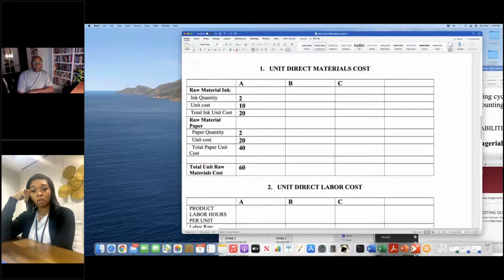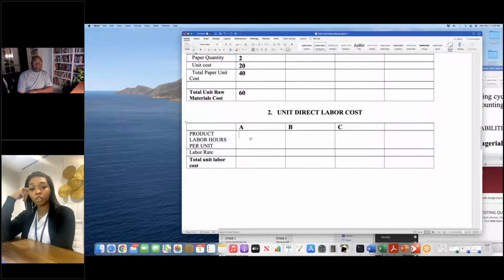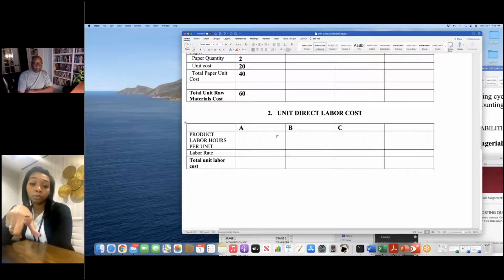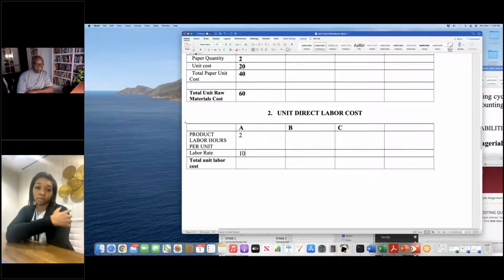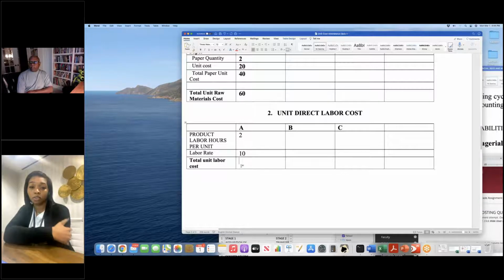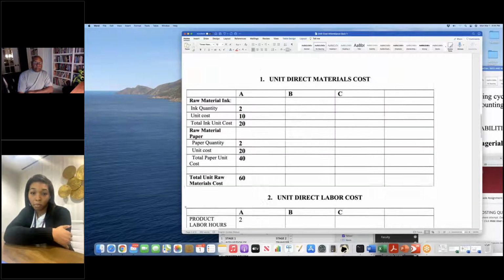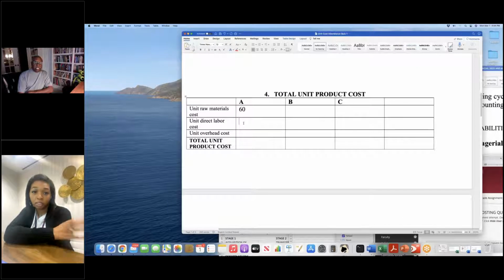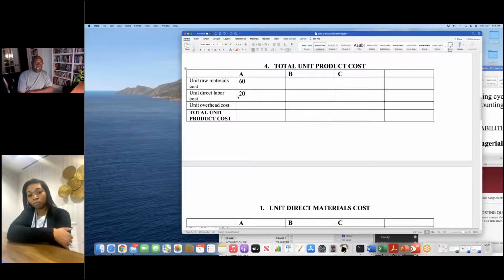Okay. And what do we do next? We're going to do the labor hours, which is 2. The labor rate is at $10. And when you multiply that, you get 20. And what we're gonna do with the 20? The 20 goes in the direct labor cost. So we're working on the total product, step by step. We did raw materials, we did labor.